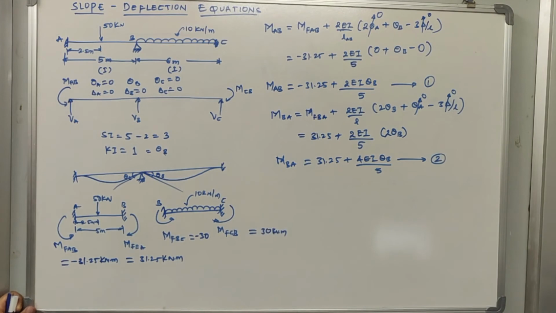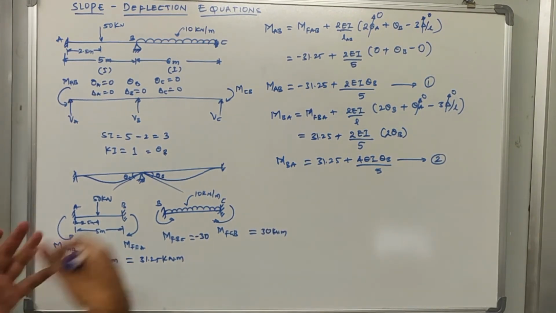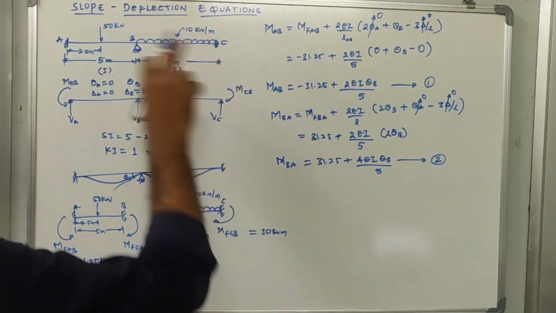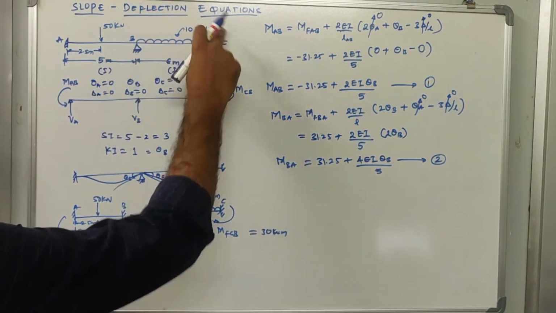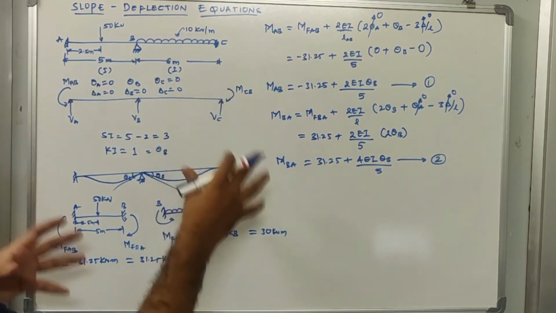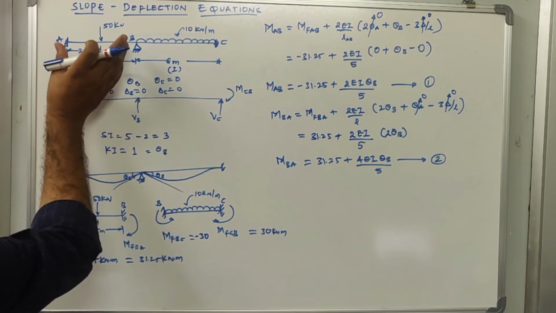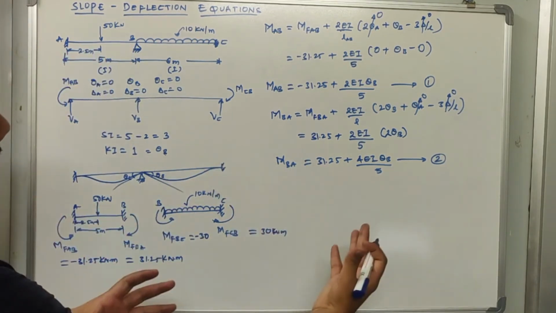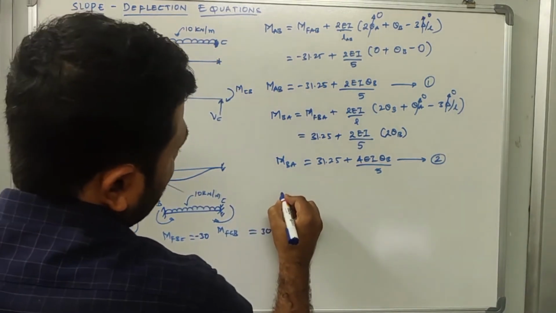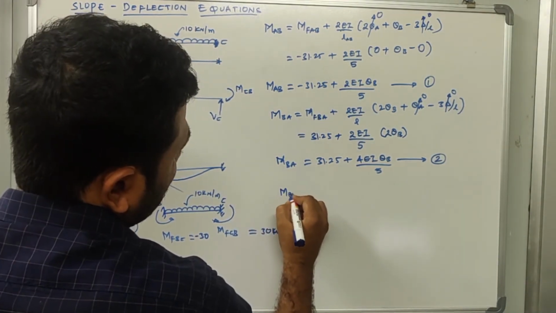Any doubt in this part? Now I'll solve one more equation. There are two other equations which are to be written. What are those two equations? MBC and MCB must also be written. Right now I have only written the end moment equations for member AB itself. Now I am going to write the equations for members B and C, right? So first I will take MBC.